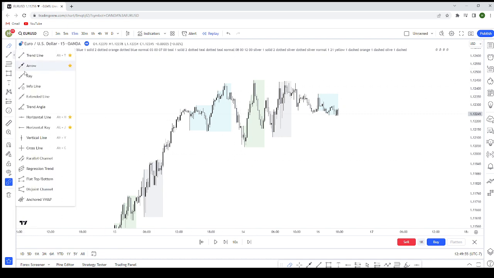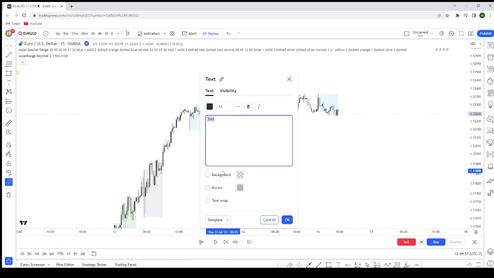So I personally only trade London session.